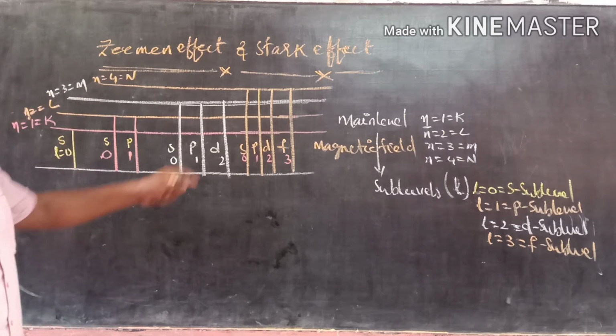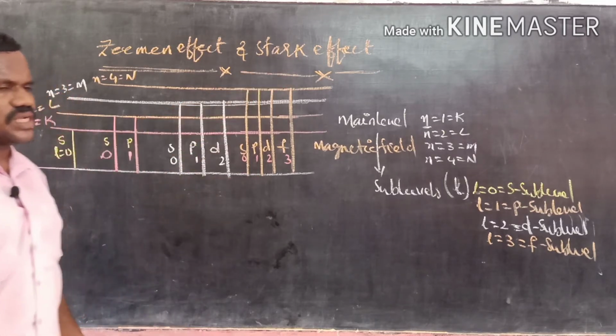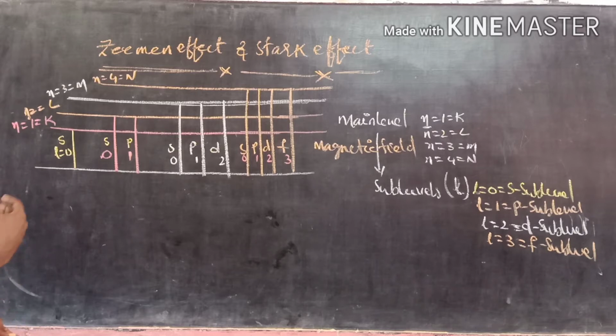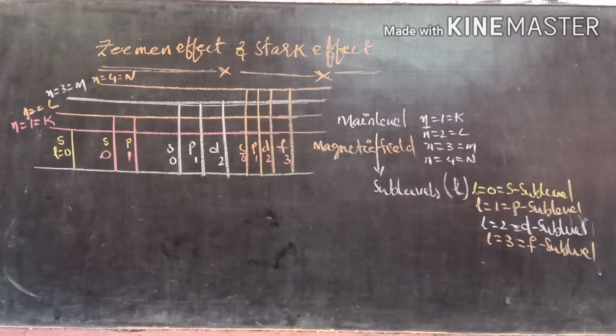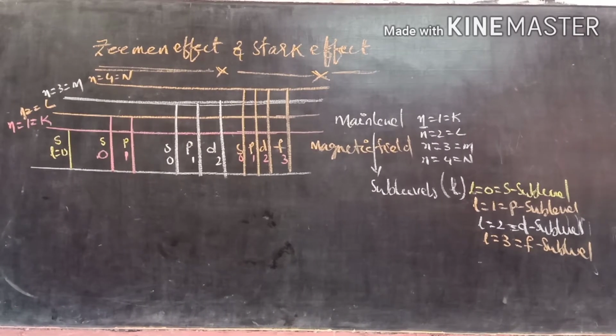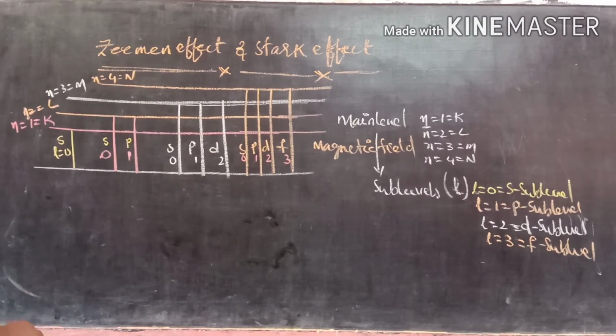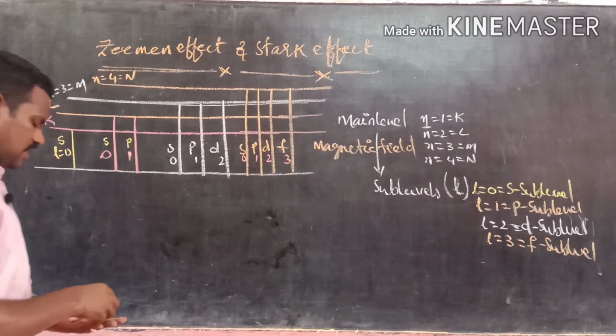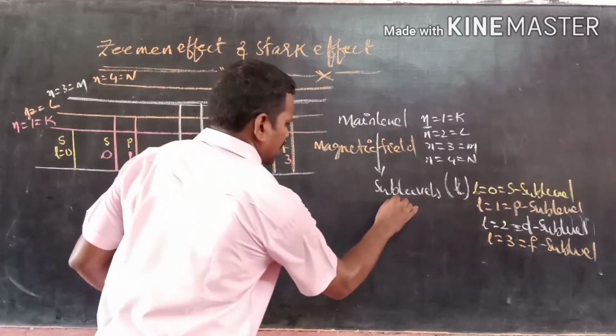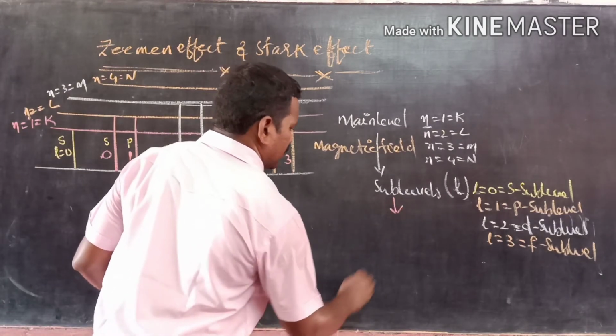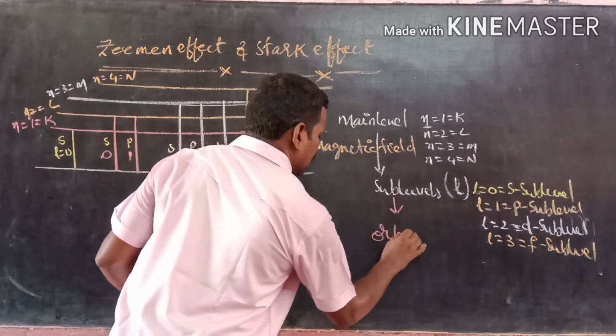Now, we are going to discuss the Stark effect. The Stark effect is nothing but observing the structure of the atom in the presence of an electric field. Now, we will apply the electric field. In the electric field, these sublevels are divided into orbitals.